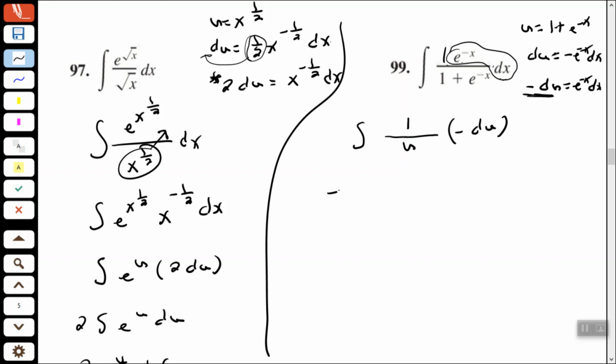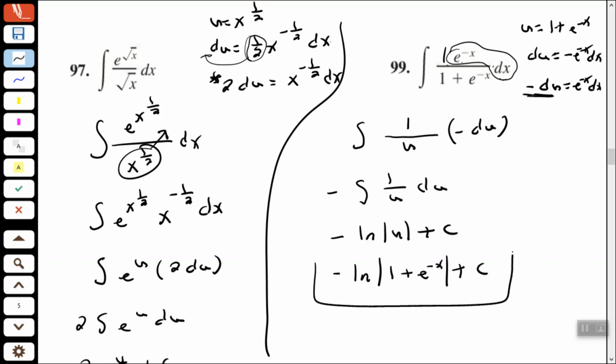Okay, let's pull the negative out in front, and we just looked at this integral of 1 over u du, and we said that the integral of 1 over u du is equal to the natural log of the absolute value of u, plus c. So negative times the natural log of the absolute value of u plus c is the integration of that 1 over u du. And then let's replace u and write this back in terms of x. So 1 plus e to the negative x, and then plus c.